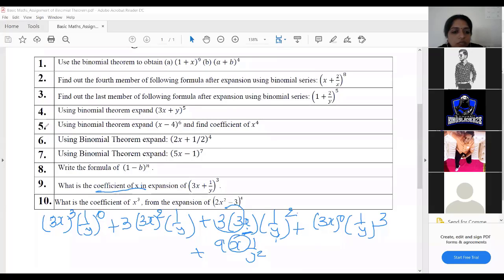Now give me the answer of question number 5. Using the binomial theorem, expand (x minus 4) raised to 6 and find the coefficient of x raised to 4. Ma'am, one doubt in the previous question number 9. We were having one formula, I don't remember exactly the formula for finding just a coefficient. It was something like T(r plus 1) equal to nCr a raised to n minus r b raised to r, summation k from 0 to n, nCk a raised to n minus k b raised to k.